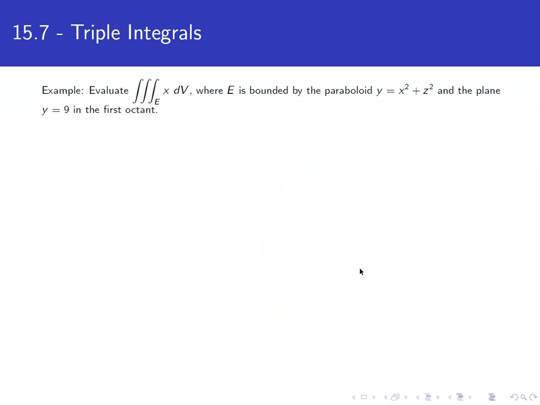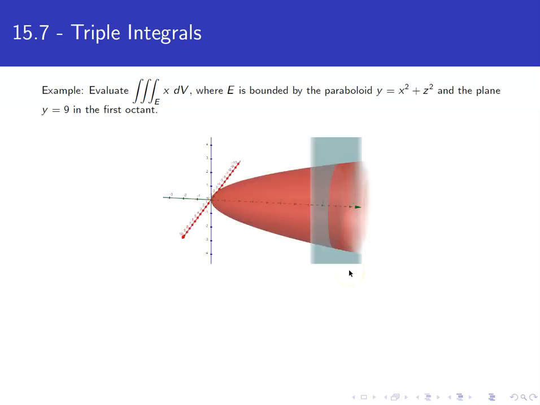Let's do another one. Let's say we want to evaluate the triple integral of x dV, where the solid that we're integrating over is bounded by the paraboloid y equals x squared plus z squared, and the plane y equals 9, and let's just keep everything in the first octant in this case. So here's a graph of the solid.